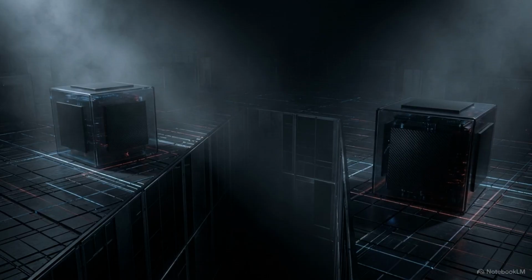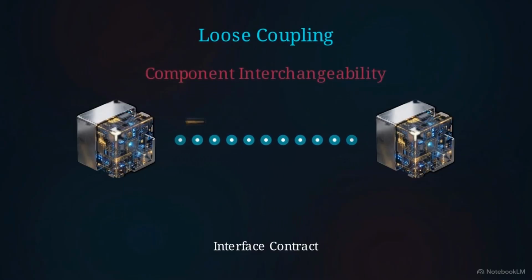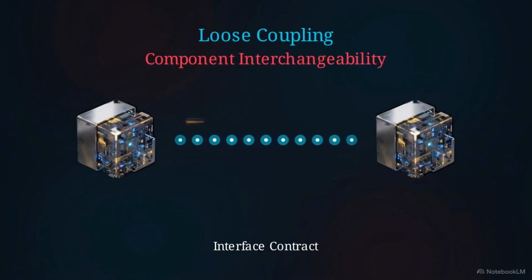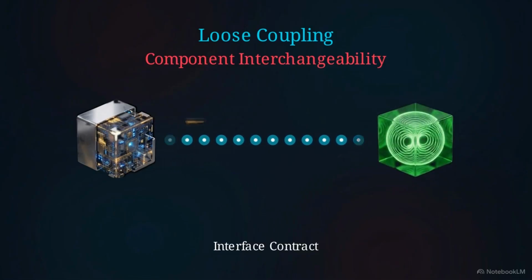But isolation creates a communication problem. If components are totally self-contained, how do they work together to form a functional application? Components communicate through an interface, a strict plug-and-socket contract. Architects call this loose coupling. Neither block relies on its neighbor's internal code. This allows total interchangeability.